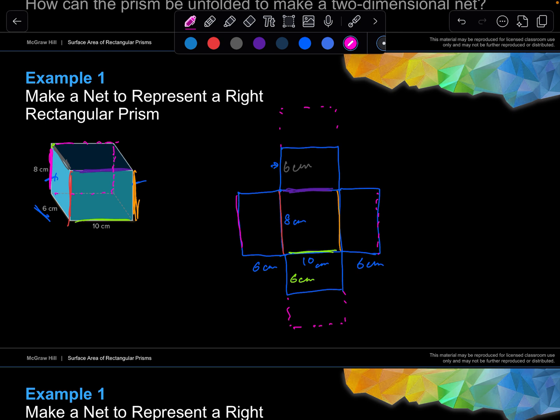For example, I could just say that I'm going to represent it along this side. What is my other dimension going to be? I can see that this is 8 centimeters. So it's going to represent this dimension, which would therefore be 10 centimeters in width. Okay, I know this is slow going, but I want you to understand this really well. So there you go. That's my net.